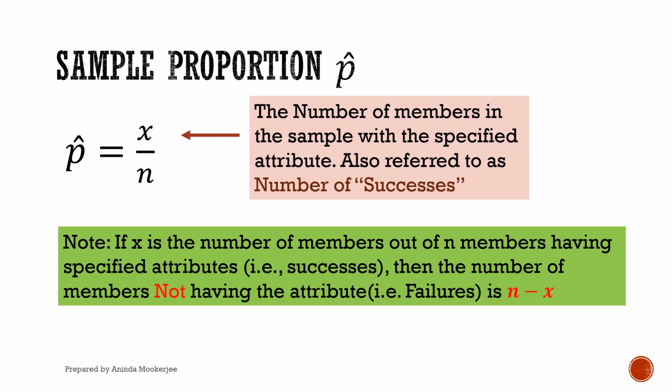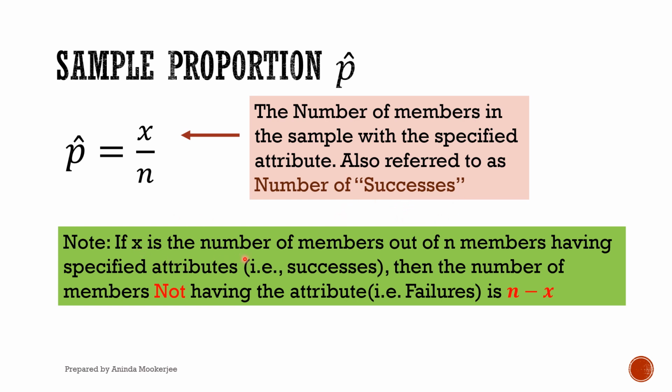Here we talk a little more about sample proportions. Again, the formula is p hat equals x divided by n, where x represents the number of members in the sample with the specified attribute, the number of people who responded yes to the question that you had circulated. It is also referred to as the number of successes. When somebody meets the specified attribute, it is referred to as a success.